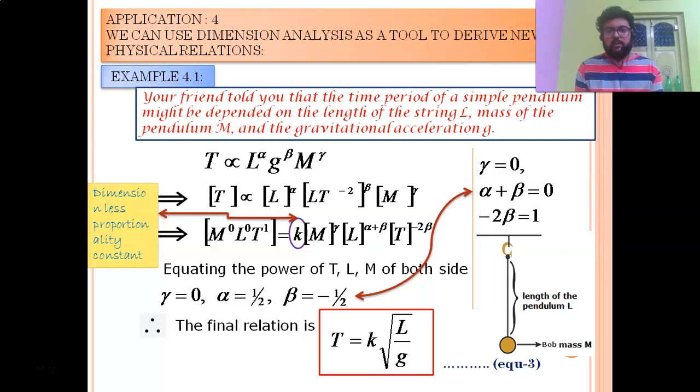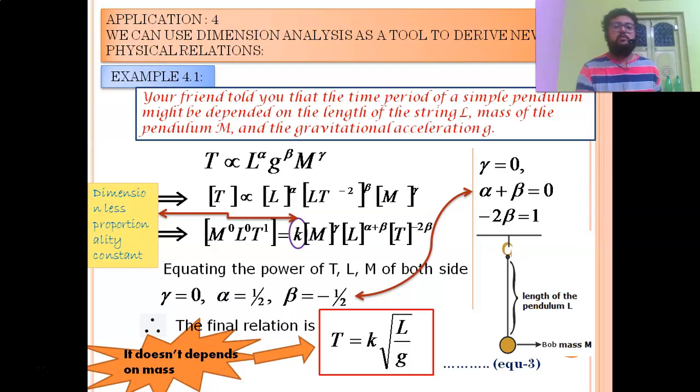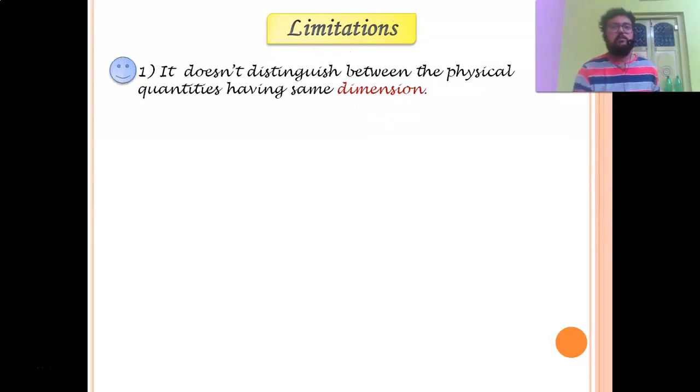But not only that, we can also prove the dependency of certain physical quantities on our equation. Like here, it says that it does not depend on mass. Okay, let's see the limitation of dimensional analysis. For the first limitation, it does not distinguish between the physical quantities having the same dimension.